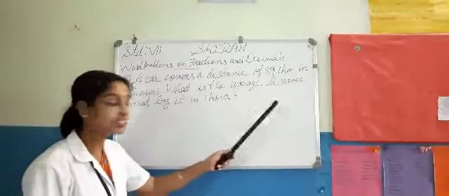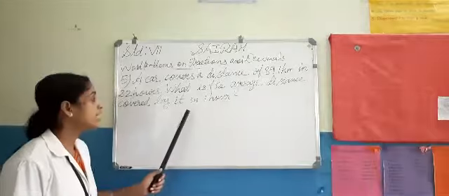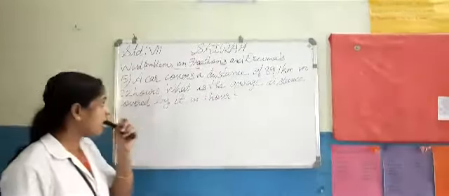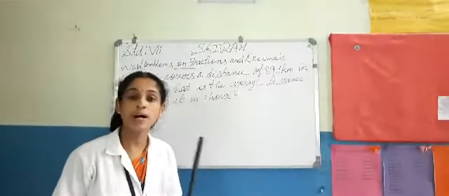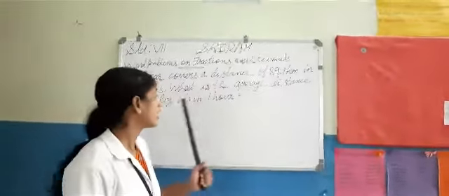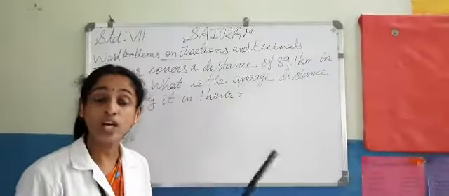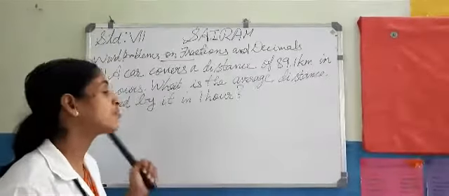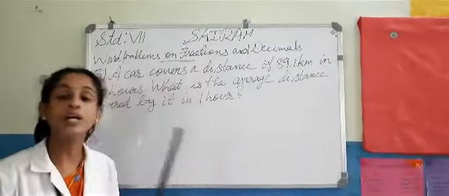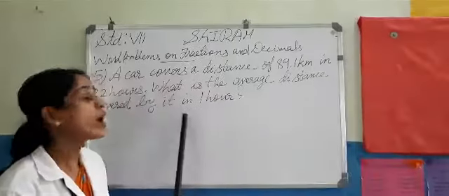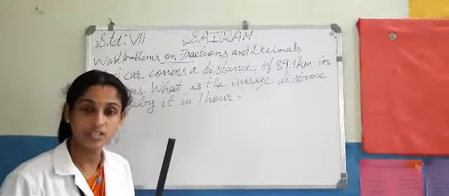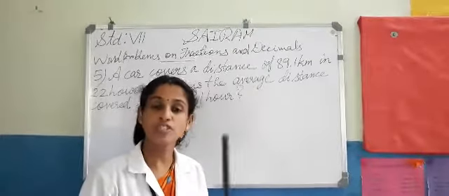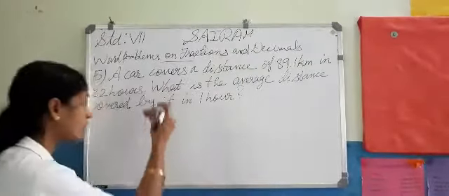Next is, a car covers a distance of 89.1 kilometer in 2.2 hours. What is the average distance covered by it in 1 hour? Here, given the distance covered by a car, and also the time required to cover the distance. Then what do we want to find here? We want to find the distance covered by a car in 1 hour. For that, we want to do division. Now first of all, we have to write the steps.